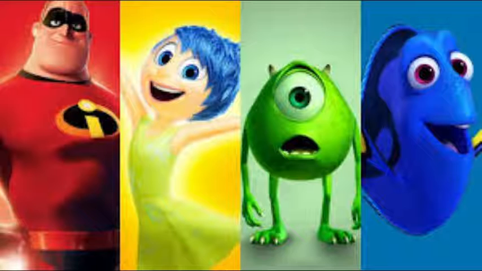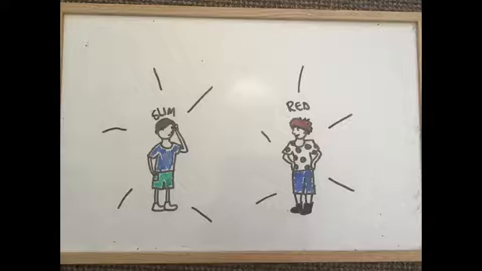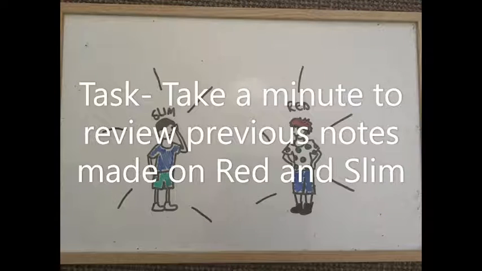So I want you to have another think and a look back at the pictures you drew of Red and Slim a long while ago, and have a think about the way they were and are. What is it that tells you that Red is more confident than Slim? What is it that tells you that Slim is more thoughtful or more perhaps intelligent than Red? So I want you to quickly just pause the video and have a look at those notes that you made previously.